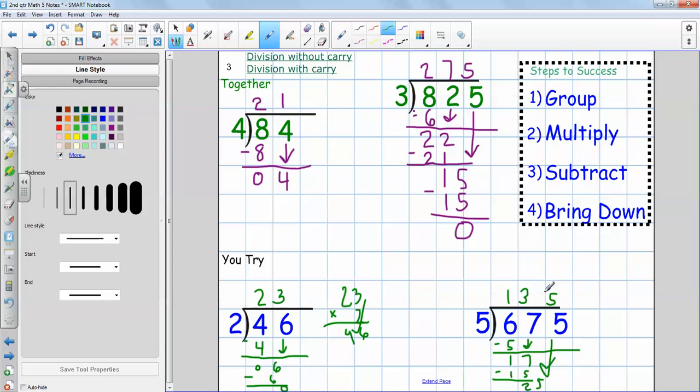That is the end of our lesson for today on dividing one digit with one digit divisors without remainders.